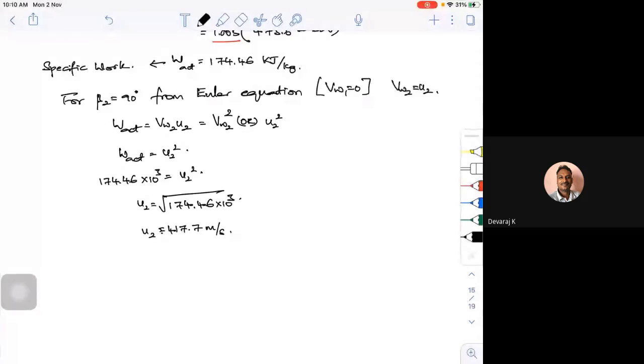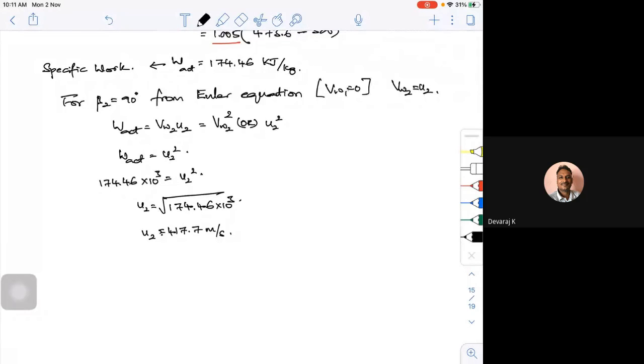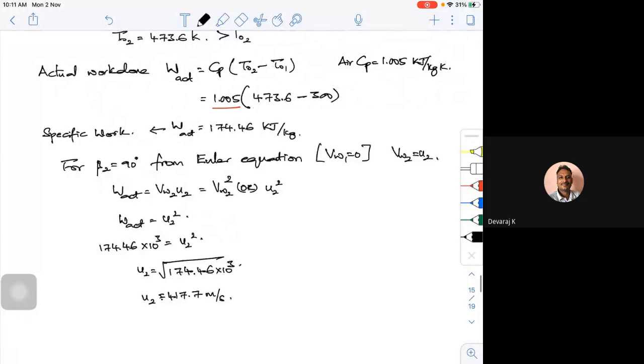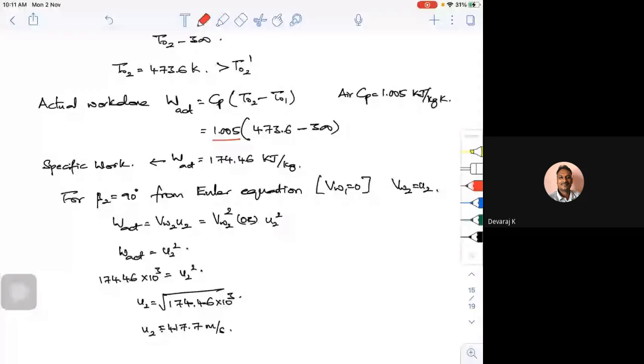Now, what I need to find is the power. I need to find my diameters, all those things. What I have found is specific work. Specific work multiplied by mass flow rate, I'll be getting the power. Now I don't know the mass flow rate. Given the values, I should be able to find the mass flow rate.